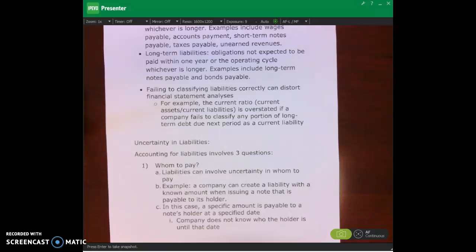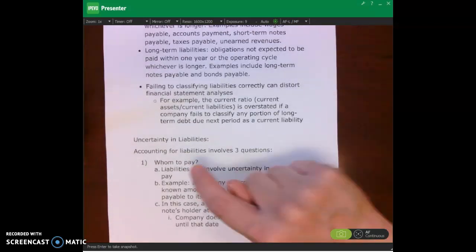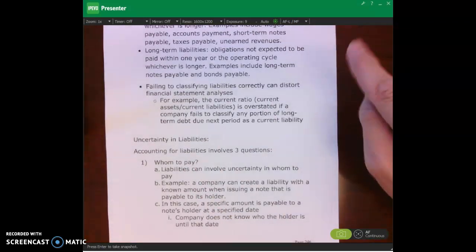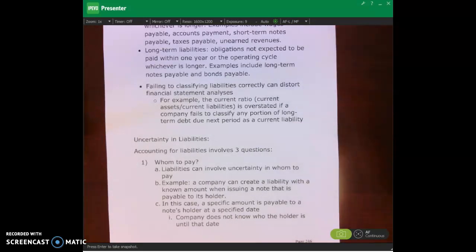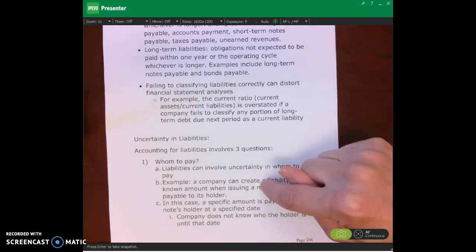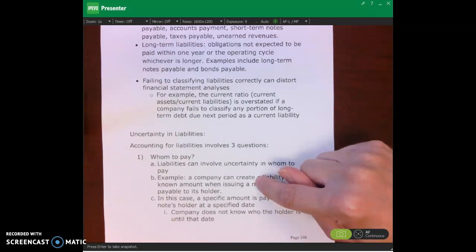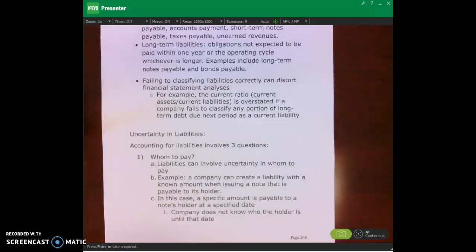Let's look at the first question, whom to pay. Liabilities can involve uncertainty in whom to pay, but you can still have a liability. If we issue a note payable, for example, that company could sell the note payable to another company. I'll give you an example. The same thing has happened with my mortgage. The company that I initially took out my mortgage with has sold my mortgage to another company, and so I just write my mortgage check to the new company.